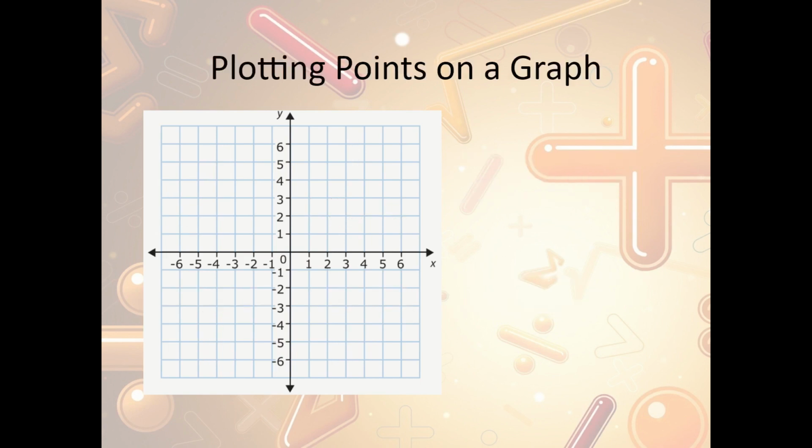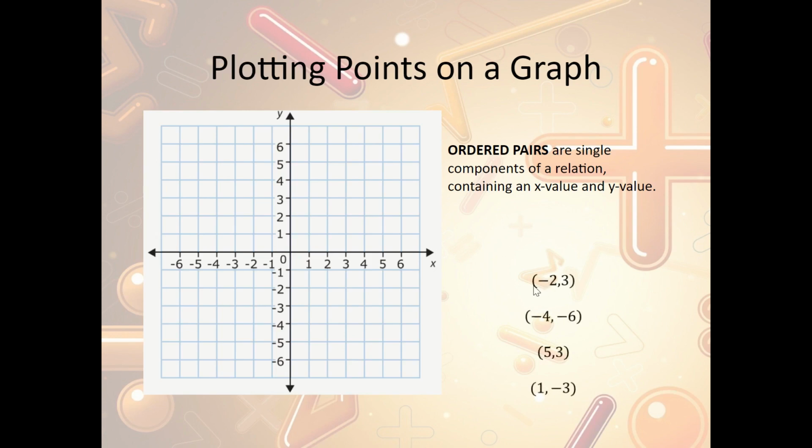Now, how do we plot points on the graph? Well, first of all, we're given ordered pairs. Ordered pairs are single components of a relation containing an x value and a y value. So what that means is we're given an x and a y. For instance, this is an ordered pair: (-2, 3). So the way this works is my x goes first and then my y. If you have trouble remembering that, just remember that they go in alphabetical order. So x, then y. So my x is -2.